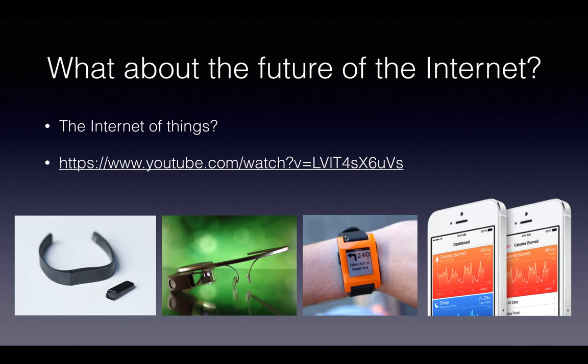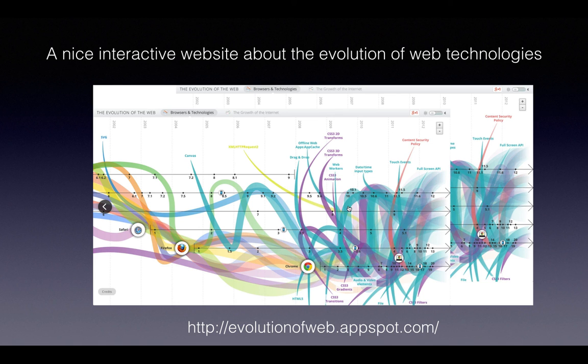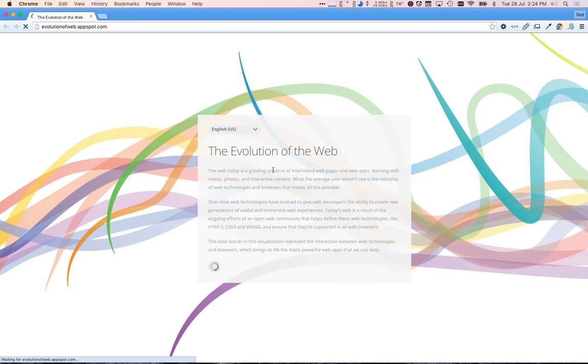This is a little bit of an aside, but it's a nice interactive that I found, which visualizes the evolution of web technologies. It's mainly focused on browsers, but I think it's interesting nonetheless, and it's done completely in HTML, and I think it's quite a nice interface.